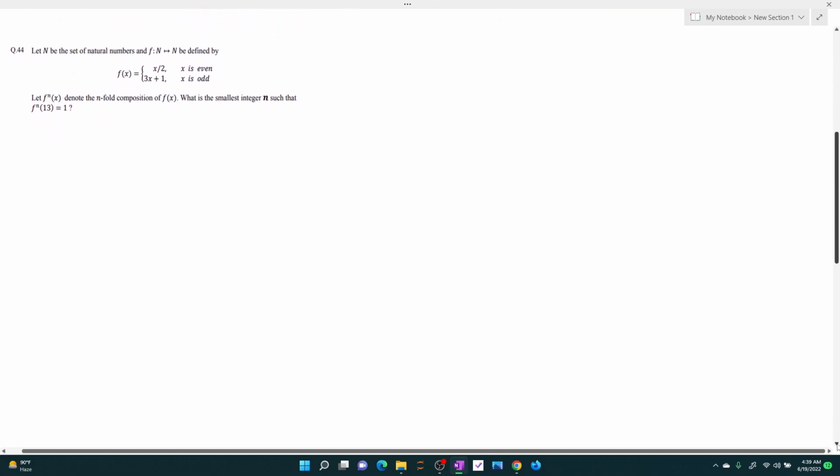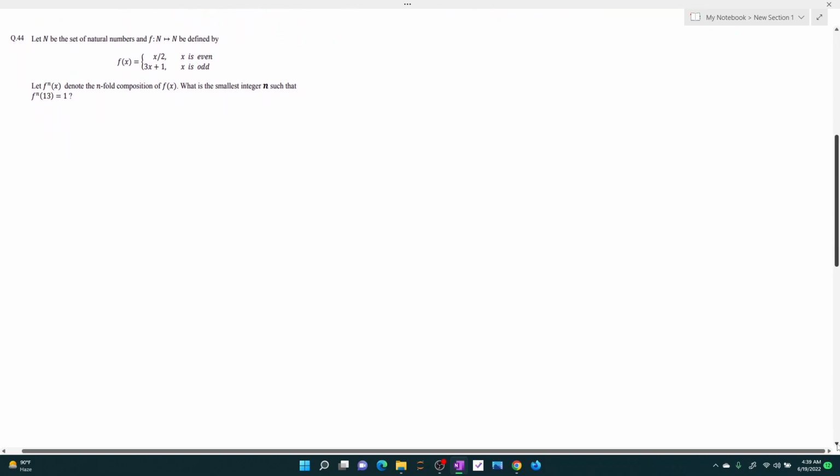So here we have, let N be the set of natural numbers, and we have a function defined from natural numbers to natural numbers such that the value of f of x will be x by 2 if x is even number, right? And 3x plus 1 if x is gonna be odd number, right? So the first thing, and the point here is if x is even, then x by 2 might be even and might be odd. Like both are the possibilities here, right?